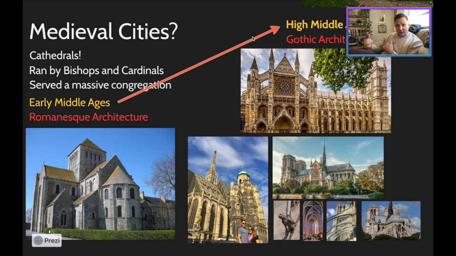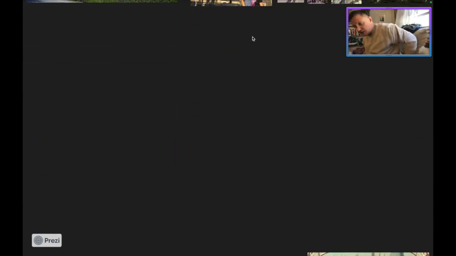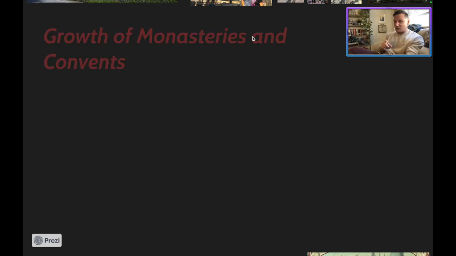Now, the biggest thing that we need to do is continue to roll forward and talk about how these churches, particularly these cathedrals, are going to continue to grow not only in size, but in influence as well. The particular way that they grew in influence more than anything else is that these cathedrals and these large city churches turned into what is known as monasteries and convents, right?